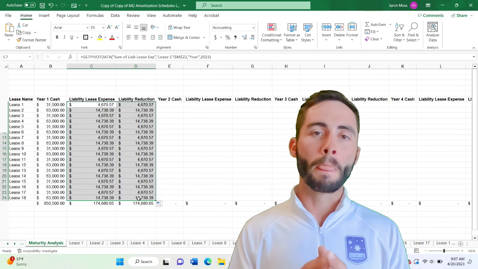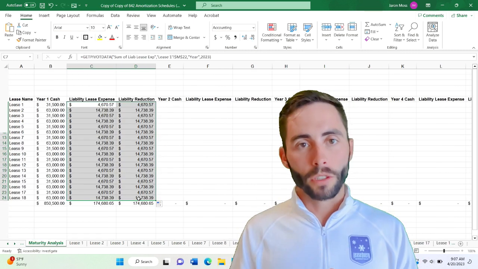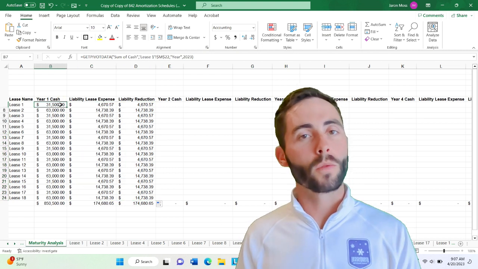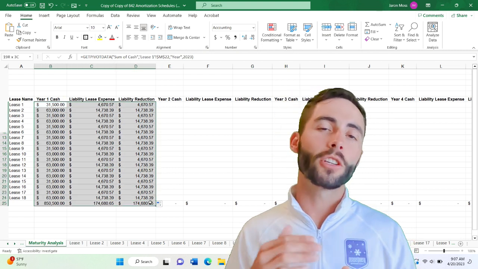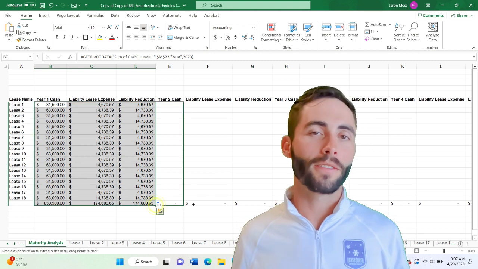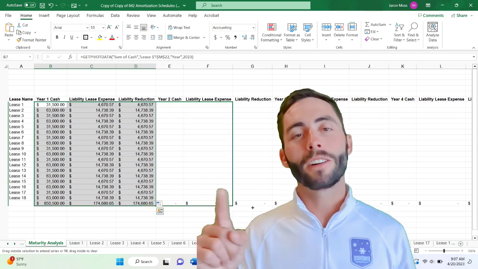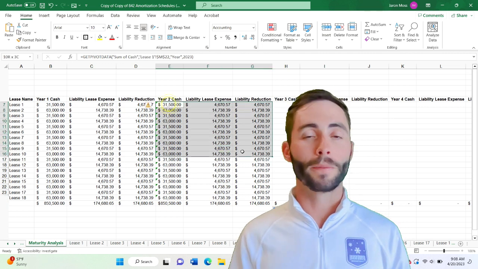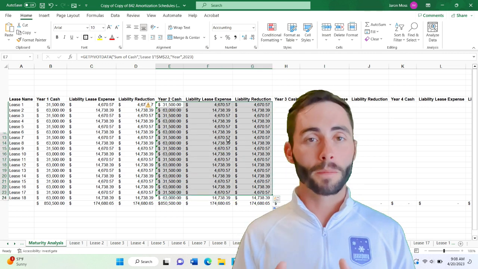Now, once I built the disclosures and everything tied out, I then moved on to the maturity analysis, which is another quantitative disclosure. That gives you your undiscounted cash flows for the next 5 years and beyond. So I went back, tied all of the cells back to the amortization schedules, and was able to build out this report. Now, building the disclosures took some time.